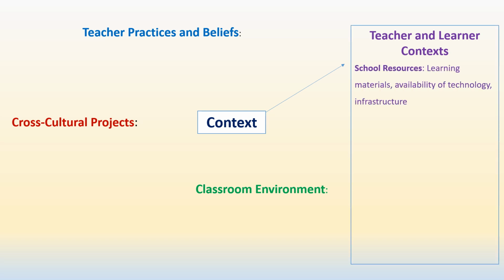The first thing we must look at is the school's resources. That means the learning materials, the availability of technology, and the infrastructure. So in the previous slide, I told you that we have 30 learners in a class. We have a science lab, and I don't want to reiterate because I did tell you the dynamics of the class. We are pretty much a privileged school because we have good resources.